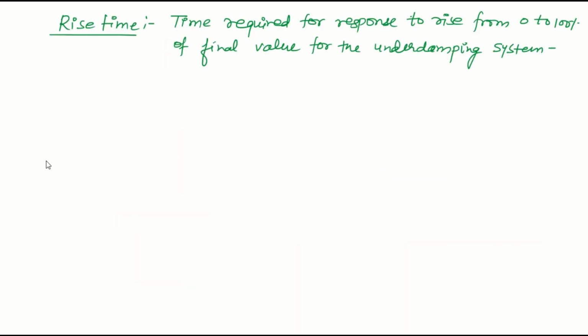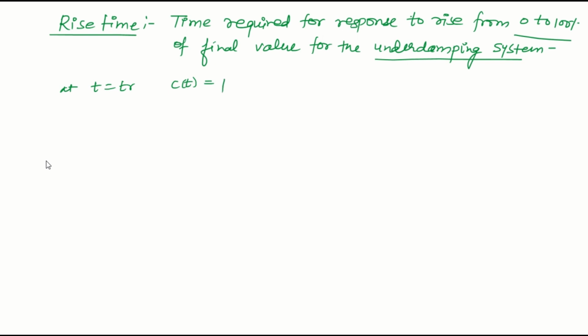So, the next parameter is the rise time. Rise time is basically the time required for the response to rise from 0 to 100% of the final value, which is the steady state value. So, in this case, the final value or the steady state value is 1. So, the time required for the response to rise from 0 to 100% of this final value is the rise time, and this is for the underdamping system. Now, to calculate the rise time, as we know from the definition, at t equal to tr, the value of C(t) should become 1.